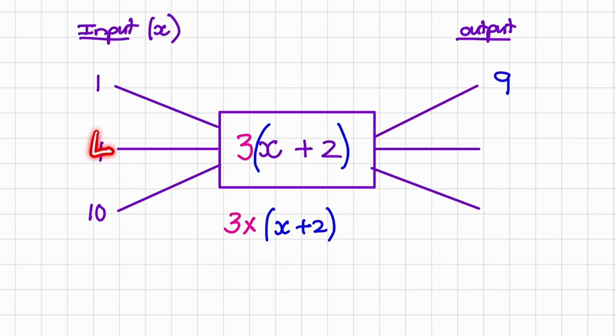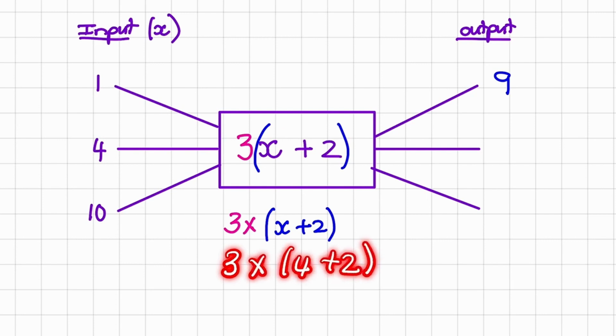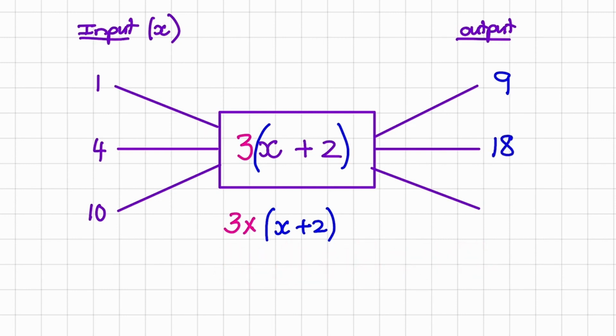Next, we have 4 in the place of x. So it's 3 times 4 plus 2. But 4 plus 2 is 6. So it's 3 times 6. And that is equal to 18.